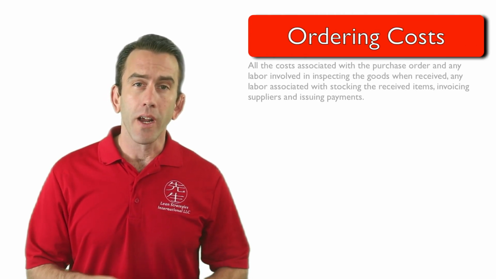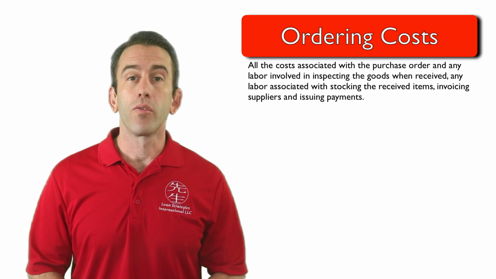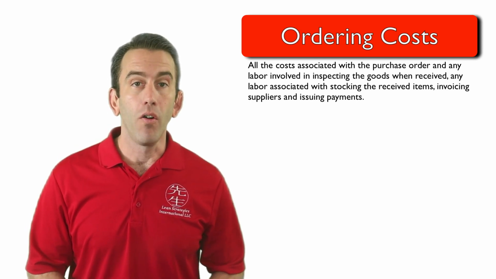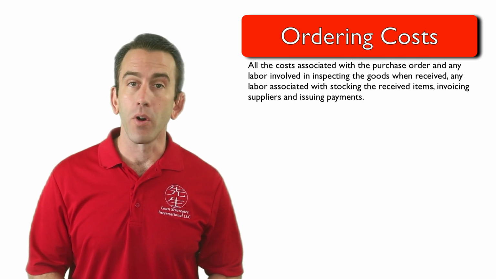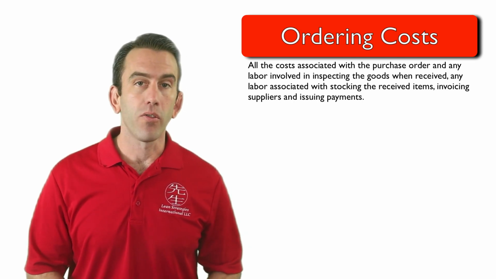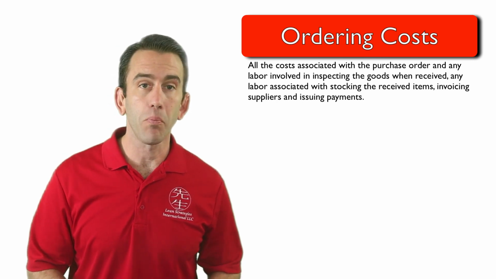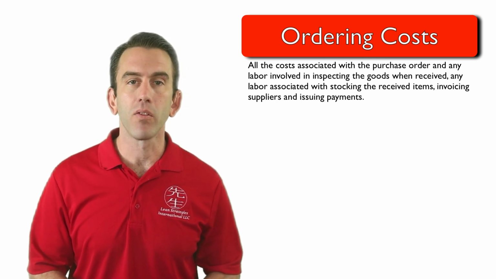Order cost is defined as a direct labor cost that is incurred when an order is placed. Ordering costs are different from the order costs. The ordering costs are all the costs associated with the purchase order and any labor involved in inspecting the goods when received, any labor associated with stocking the received items, invoicing suppliers, and issuing payments.